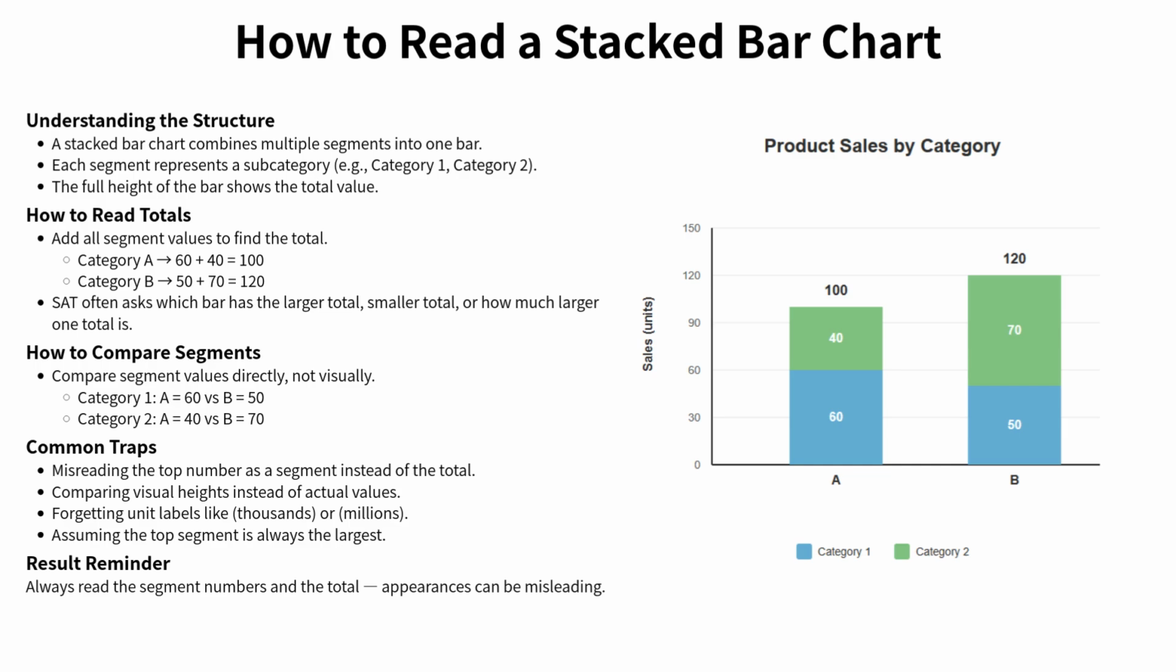A common trap is reading only the top number and assuming it represents a single segment, when it actually shows the total. Another mistake is relying on visual height instead of reading the exact values. To avoid errors, always read the numbers inside each segment and verify the total at the top of the bar. This simple routine ensures you interpret stacked bar charts correctly every time.